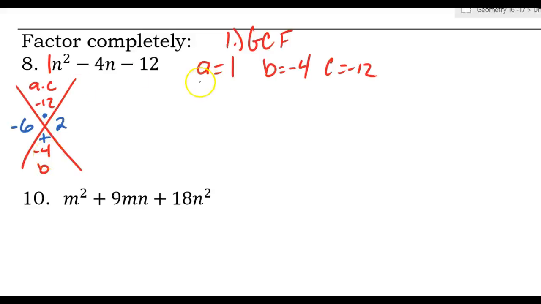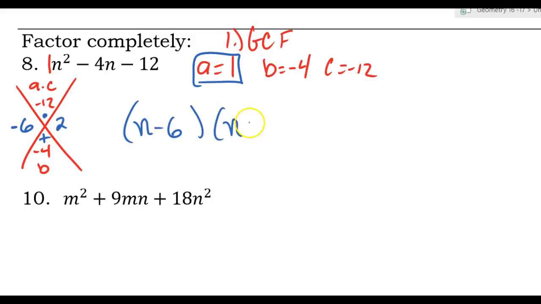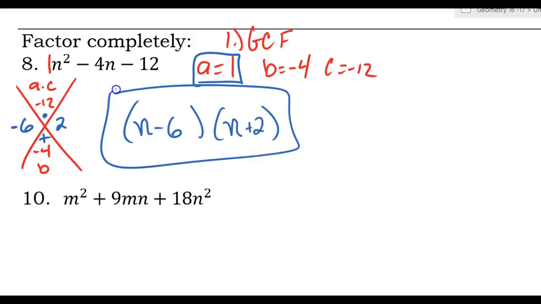So because a is equal to 1 in my quadratic, immediately what I can do is bring down my n, and I can put the first factor, negative 6, and then I can do the same for my other factor, plus 2. And now I have my two binomials, n minus 6, n plus 2. This pattern only works when the a value is 1.